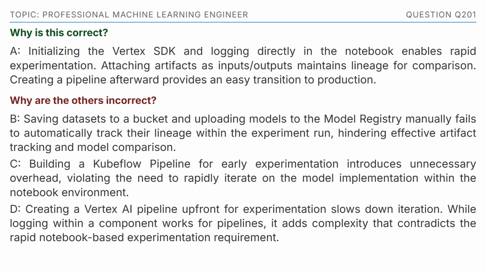Why are the others incorrect? B. Saving datasets to a bucket and uploading models to the model registry manually fails to automatically track their lineage within the experiment run, hindering effective artifact tracking and model comparison. C. Building a Kubeflow pipeline for early experimentation introduces unnecessary overhead, violating the need to rapidly iterate on the model implementation within the notebook environment.